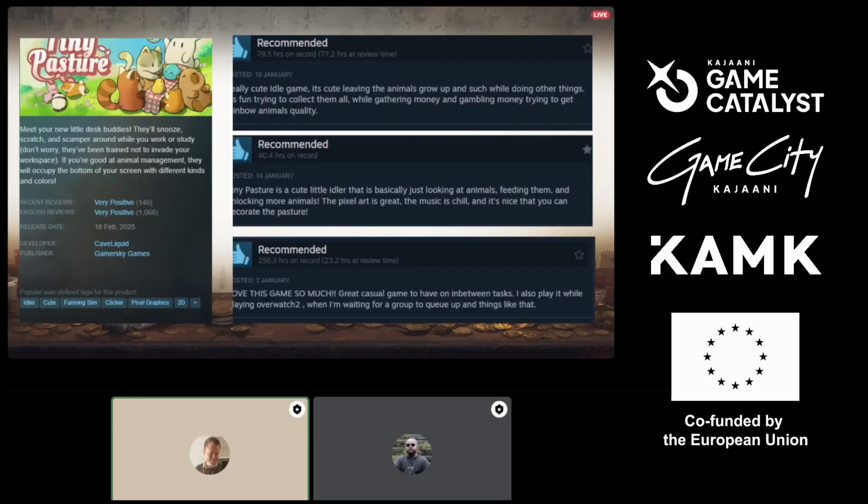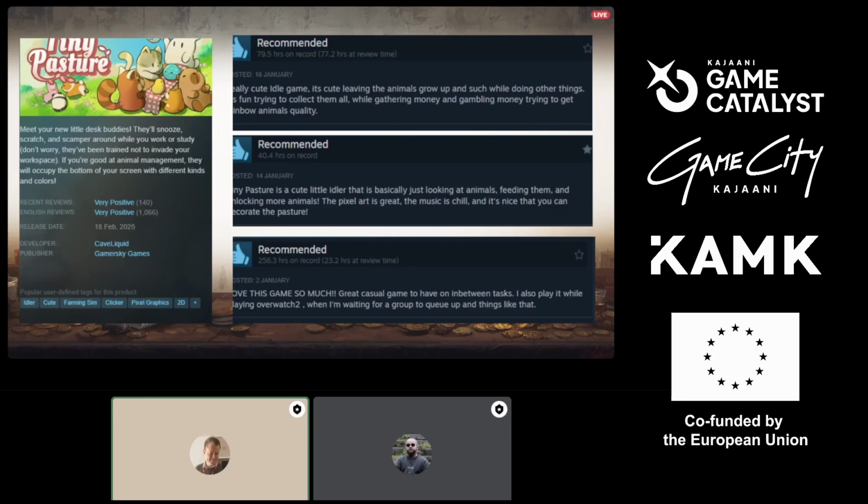It's an idler, cute farming sim, clicker, pixel graphics 2D game. A lot of reviews for the game, and it's a premium game as well, so you need to pay to play it. And the reviews seem to be rather similar. People just want to collect them, feed them, very basic functionalities. One review says, great casual game to have in between tasks. I also play it while playing Overwatch 2 when I'm waiting for a group to queue up and things like that. So it's supposed to be a game that is on the background. It's not supposed to be a game where there is a lot of mechanics and such.